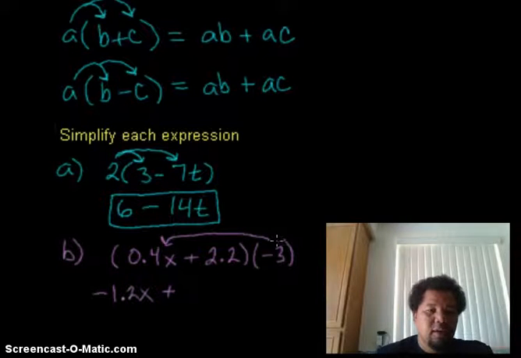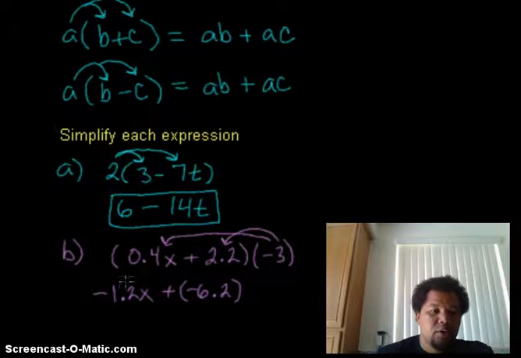Now I have to multiply this negative 3 times this 2.2. So 3 times 2.2 is 6.6, and that is negative. So we have to make sure we are distributing the whole sign. Since this is a negative 3, I'm multiplying a negative 3 times these numbers. So that's why they became negative.